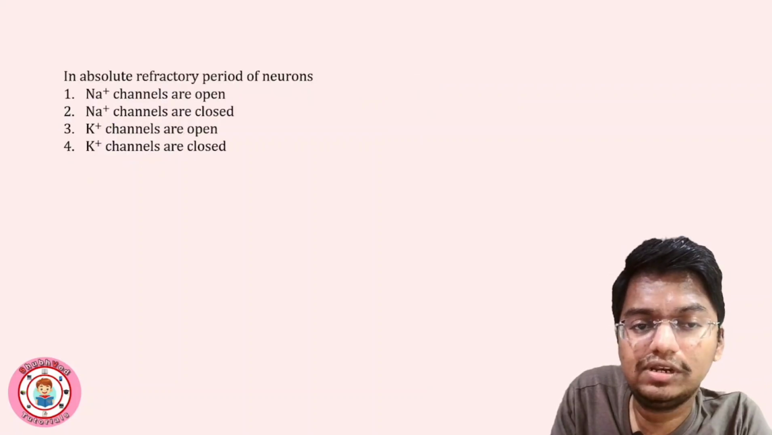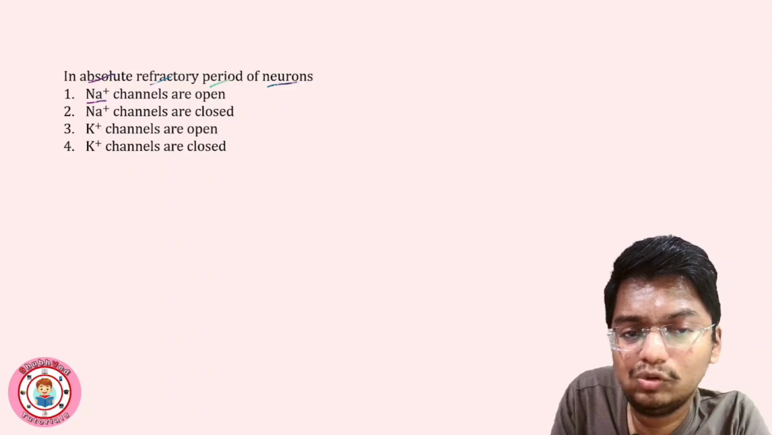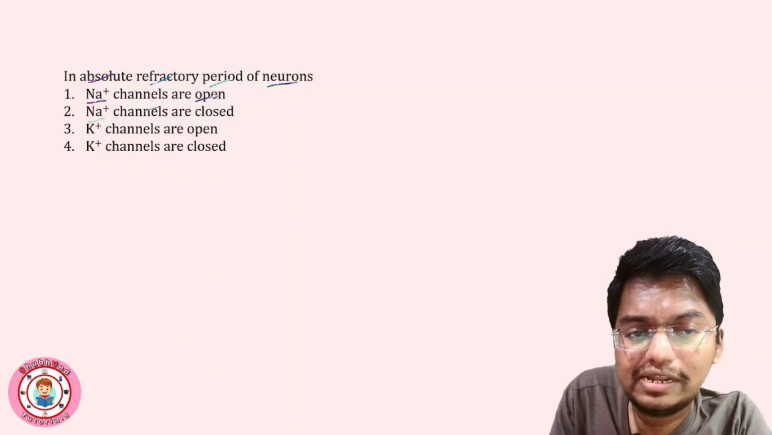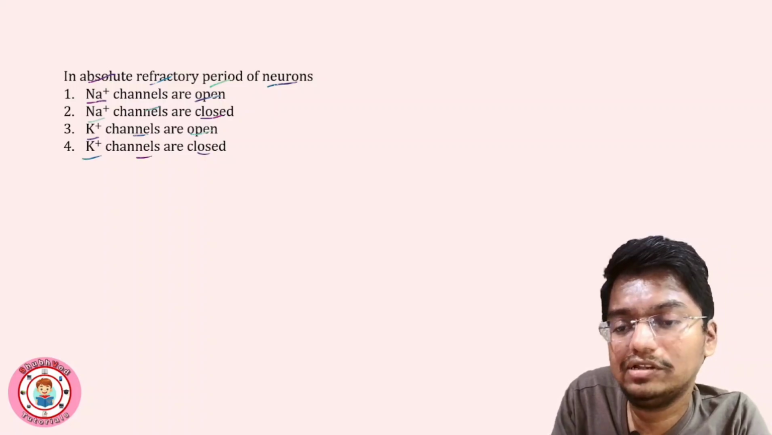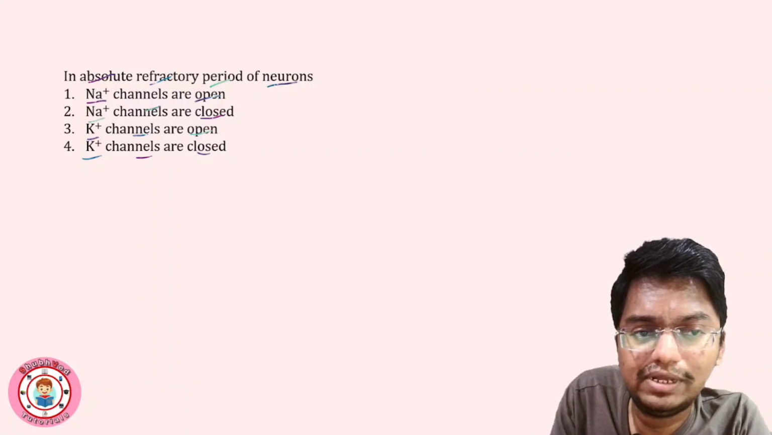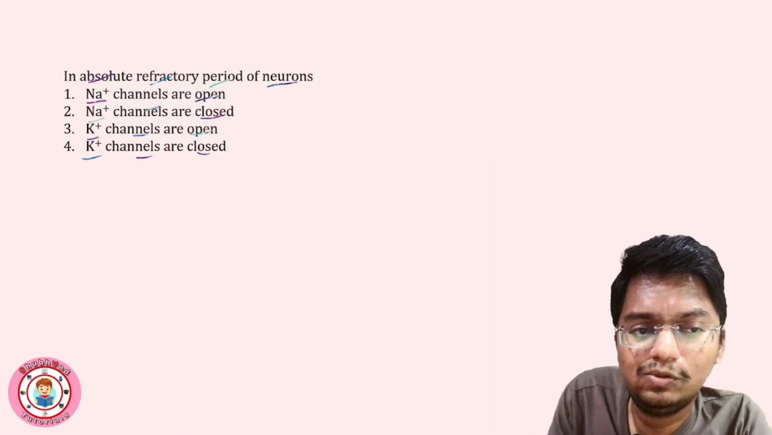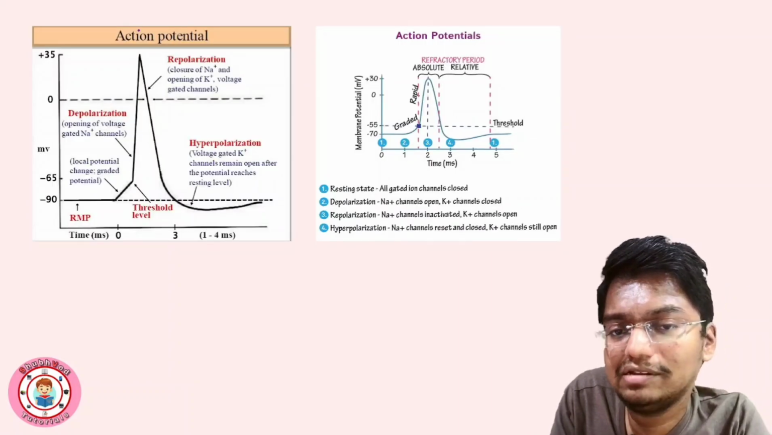Next question: in the absolute refractory period of neurons, are sodium channels open, sodium channels closed, potassium channels open, or potassium channels closed? Now this is from the action potential, very important. I will just give you some images. You can take a screenshot. The majority of questions can be answered from that.